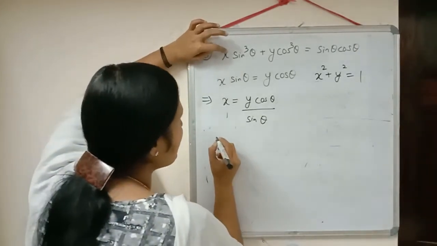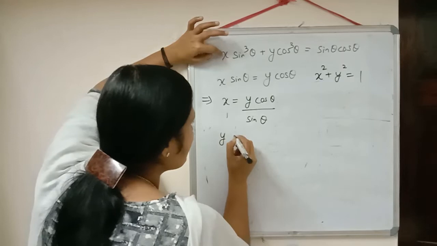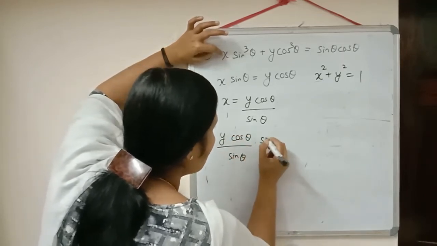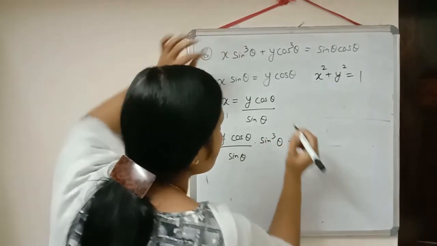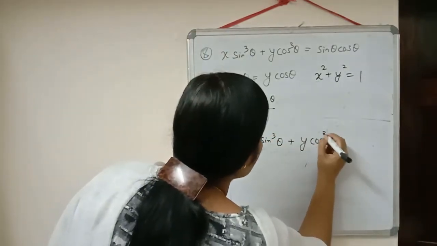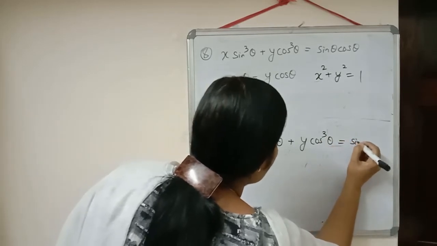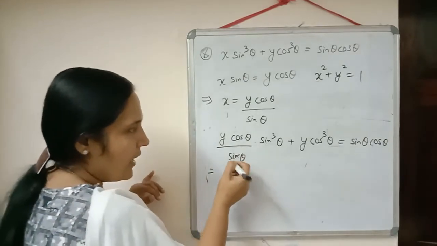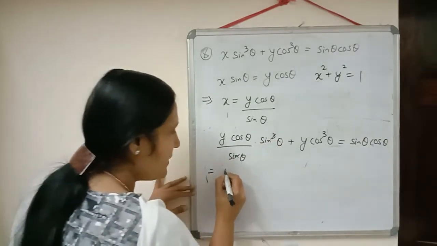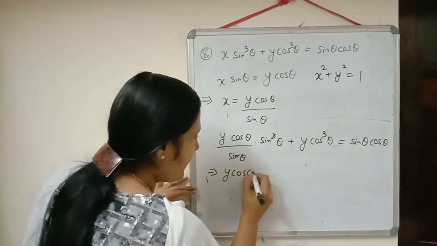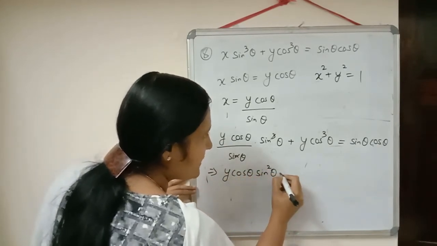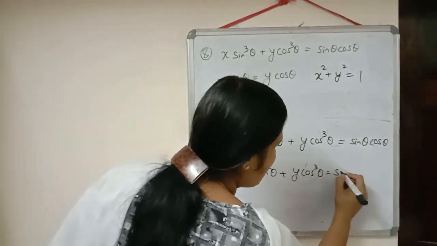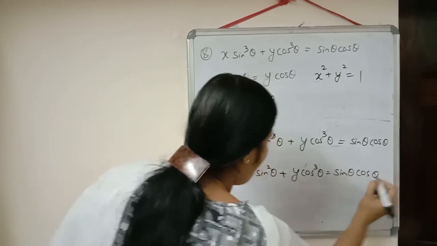What is given? x sin³ theta. In place of x we can write (y cos theta / sin theta) into sin³ theta, plus y cos³ theta is already there, is equal to sin theta cos theta. Now what will happen there? 1 sin theta will get cancelled, so remaining it will be equal to y cos theta sin² theta plus y cos³ theta is equal to sin theta cos theta.